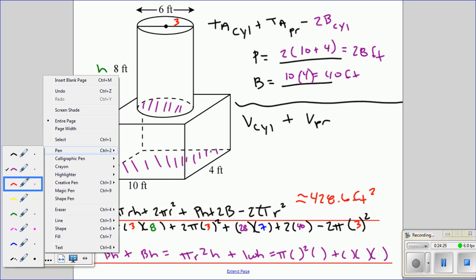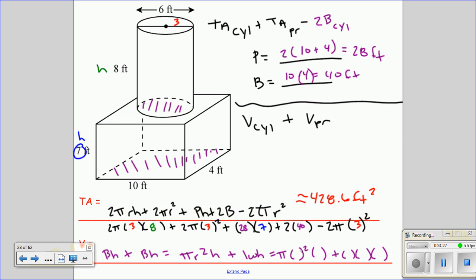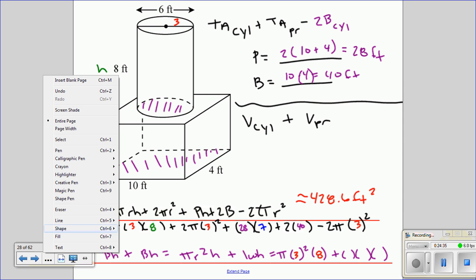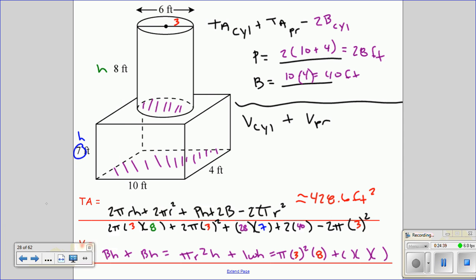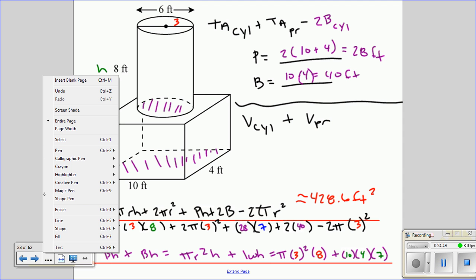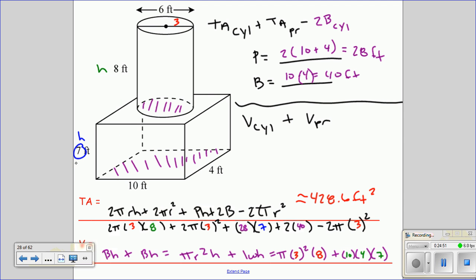Again, the radius of my cylinder is 3. The height of my cylinder was 8. And then for my prism, I'm using 10, 4, and 7. Now let's calculate the volume in our calculator.